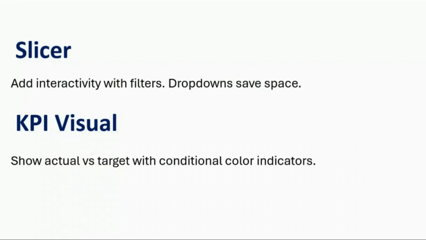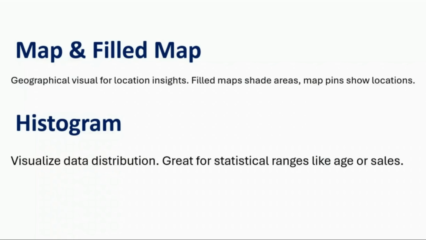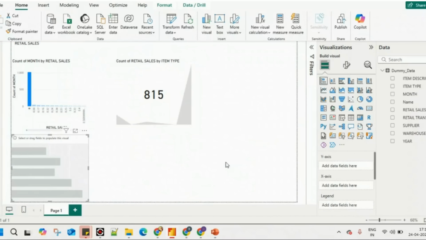The KPI visual is for when you want to give data indicating numbers, particularly in the KPI card. So we have a KPI visual available in Power BI. Apart from that, we have a map or filled map available, when we want to showcase geographical or location level insights. So you can use the map chart. Histogram is also available to visualize the data distribution across levels, like age or sales. As you can see, we have all these available in Power BI visualization.